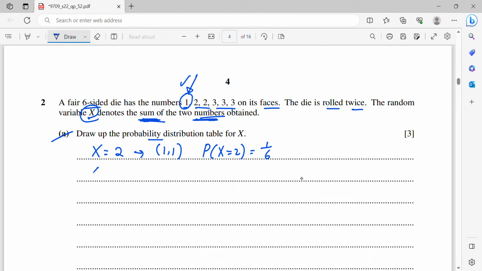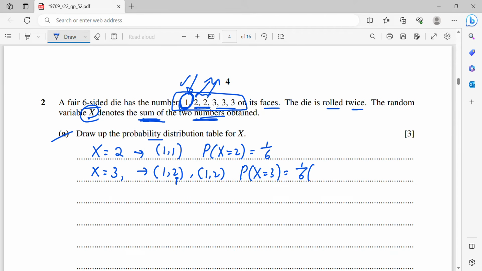So now the next is x equals 3. So when x equals 3 means that I will get 1, 2 or 2, 1. Okay, these two are the outcomes. Then my probability of getting x equals 3 will be, for 1, 2, by looking at the 1 here, it will be 1 out of 6. But then the probability of getting 2, when you roll each time, it will be 2 out of 6 because out of 6 faces here, you see the 2 appear twice. Therefore, it is 2 over 6.